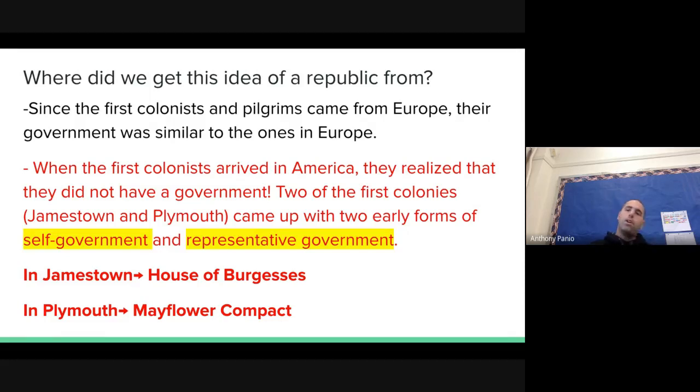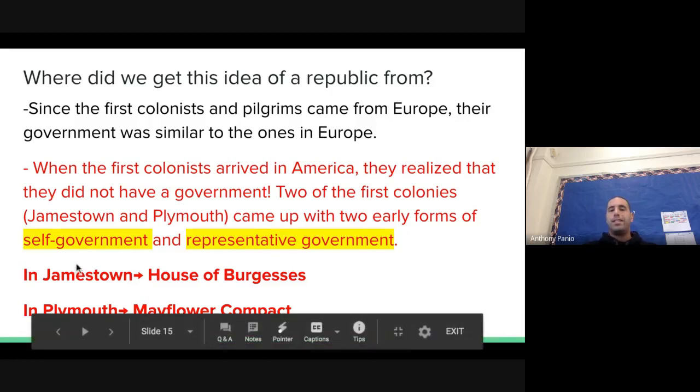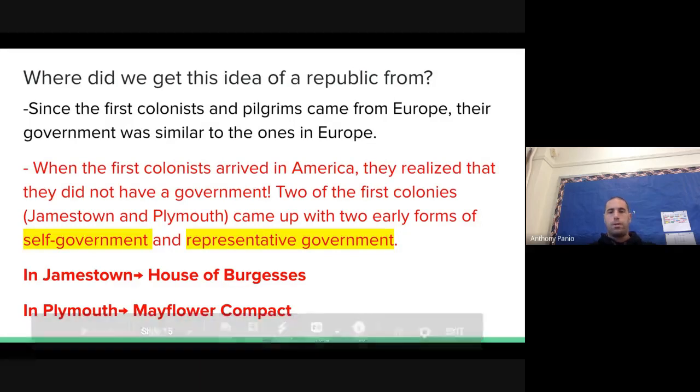All right? So what they come up with, and I have these two words highlighted because they're trigger words. They're usually words that come up when you see these terms like the House of Burgesses and Mayflower Compact, and that is self-government and representative government. So let's first start with self-government.